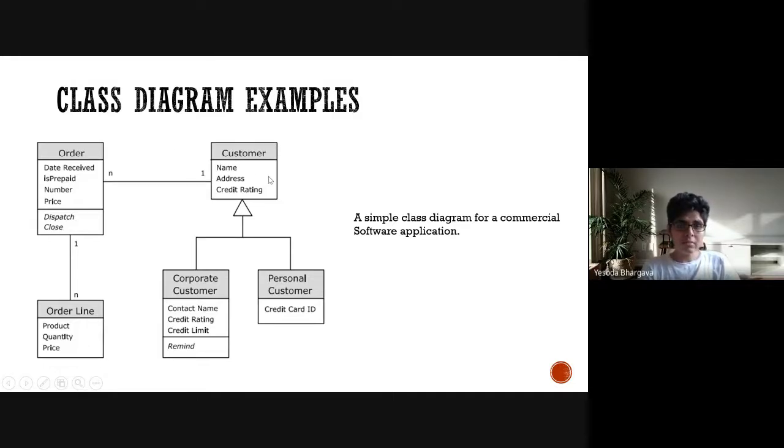Similarly, for the customer, the attributes are name, address, and credit rating. The order line again has a certain set of attributes, and then corporate customers and personal customers have specific attributes in addition to the attributes of the parent class. Okay, so that is the first thing all of us should notice when we look at this particular class diagram.